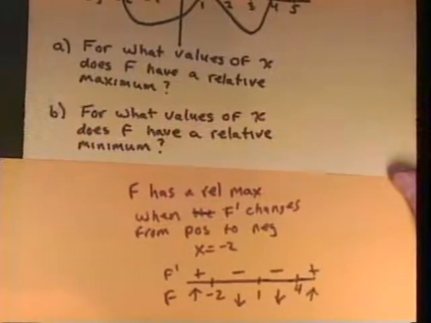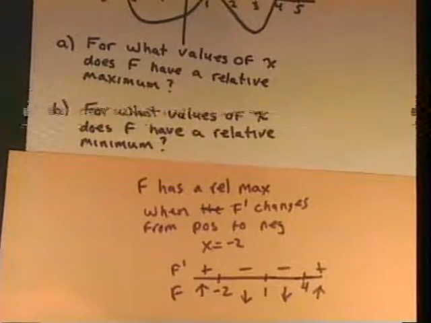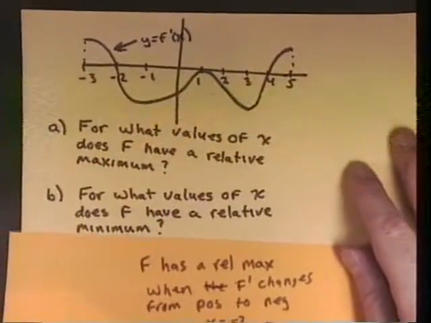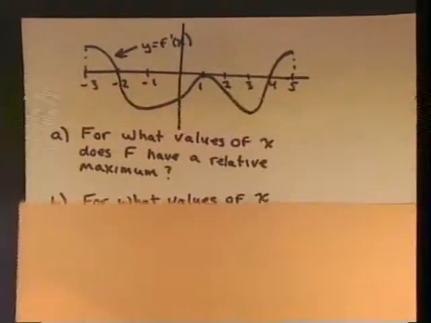Okay, anyway, part B of this question. I think this was 1996, free response number 1. For what values of x does f have a relative minimum? What would you do if this was the AP exam question?